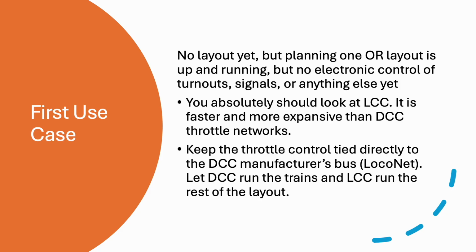In the first use case, you don't have a layout yet, or your layout is up and running but you have no control in place yet. You absolutely should be looking at Layout Command Control. It is faster and more expansive than DCC throttle networks. Keep the throttle network tied directly to the DCC manufacturer's bus like LocoNet, and let DCC run the trains and LCC run the rest of the layout.